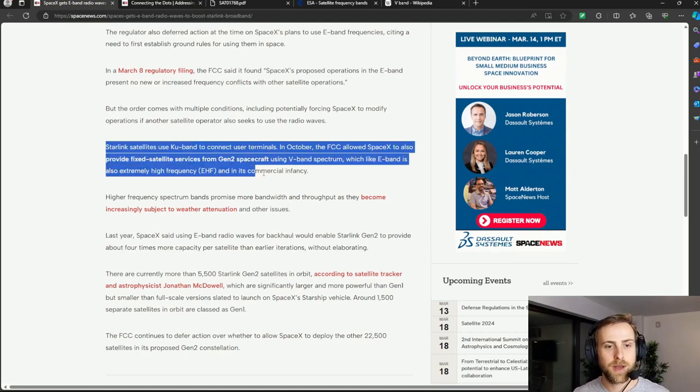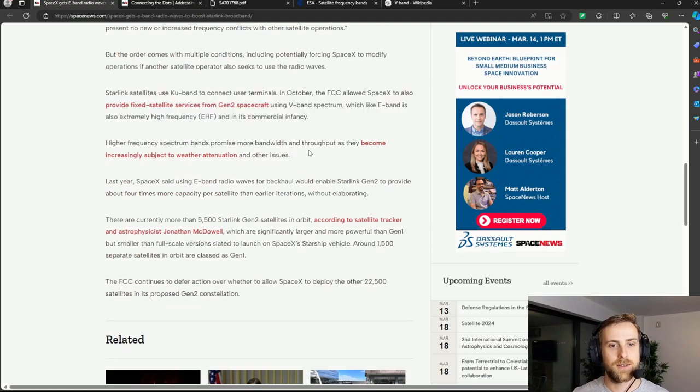Starlink satellites use Ku band to connect their terminals to user terminals. In October, the FCC allowed SpaceX to also provide fixed satellite services from Gen 2 spacecraft using V-band spectrum. So V-band is in the extremely high frequency range. It's in its commercial infancy.